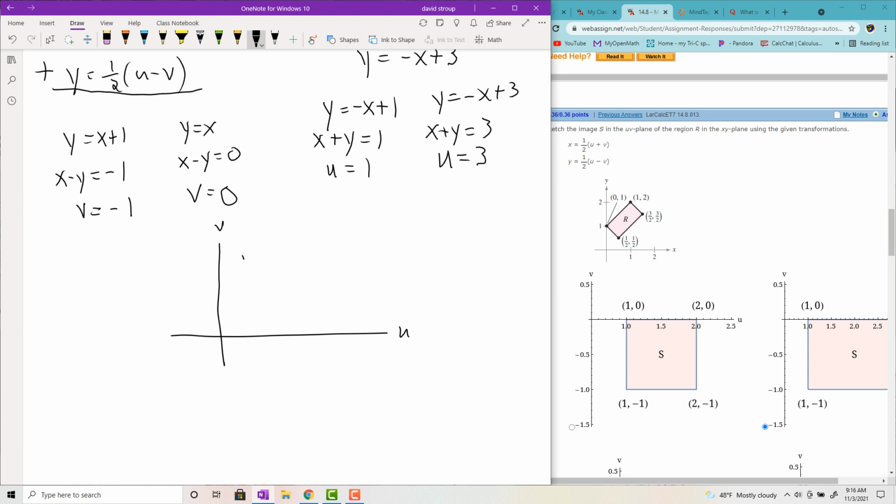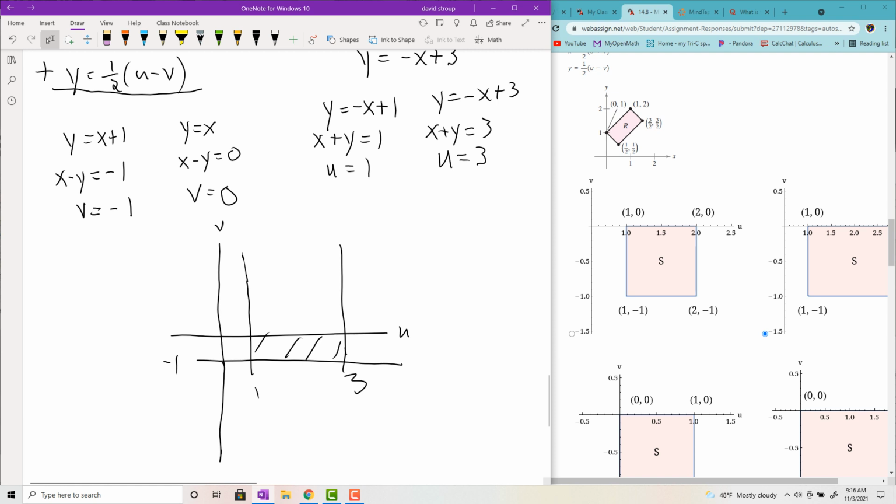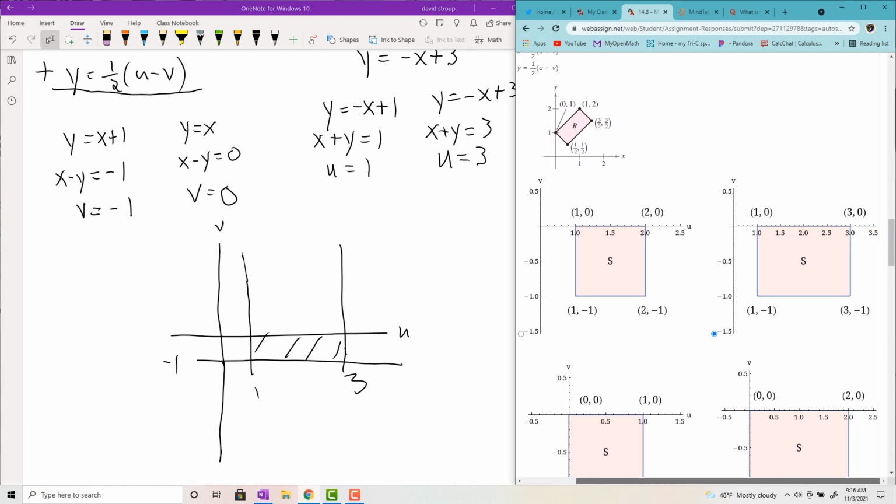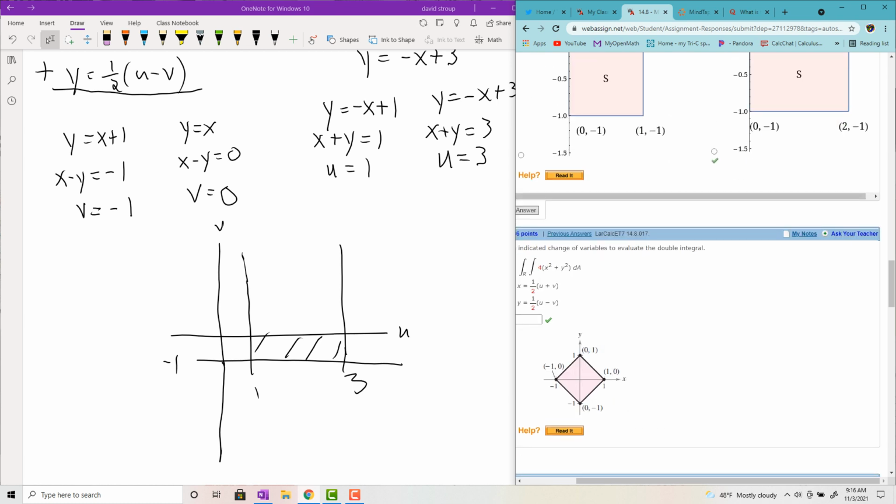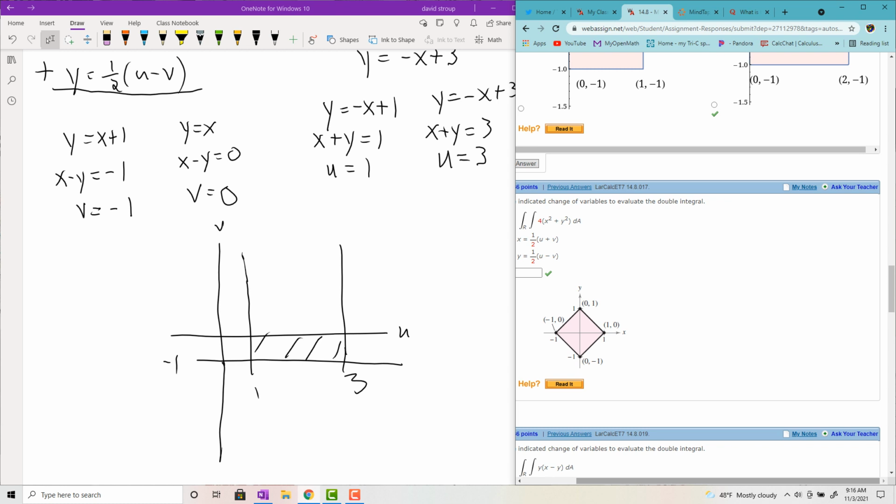Okay, so we have in the uv plane, u and then v. U is going from u equals 1 to u equals 3. And then v is going from 0, the u-axis, to v equals negative 1. So I need some room down here, sorry. Negative 1, and it's this region here. Okay, so yeah.